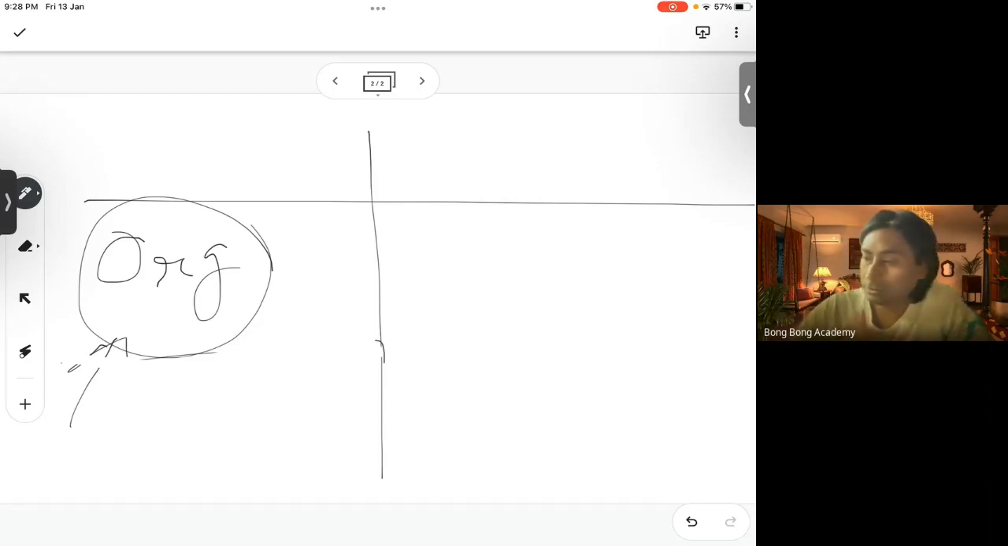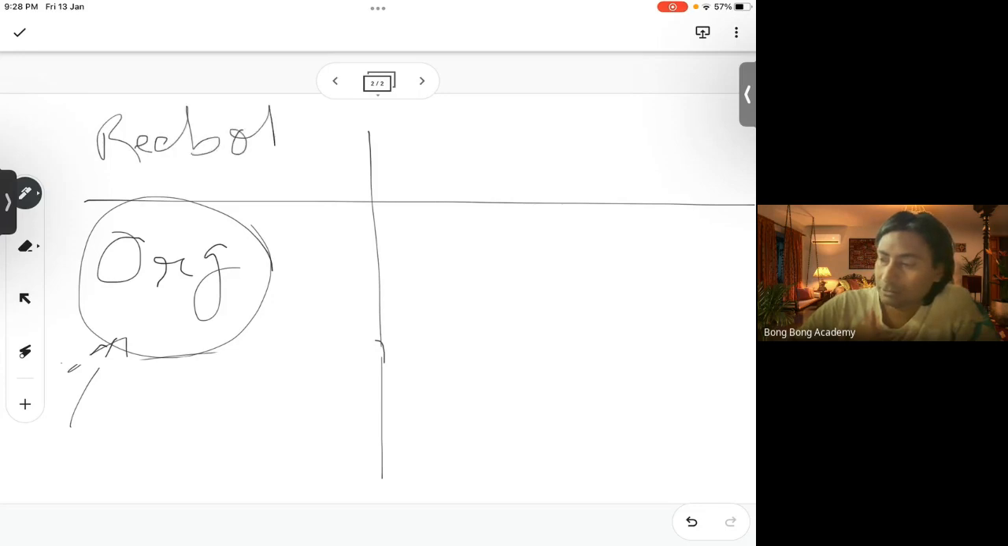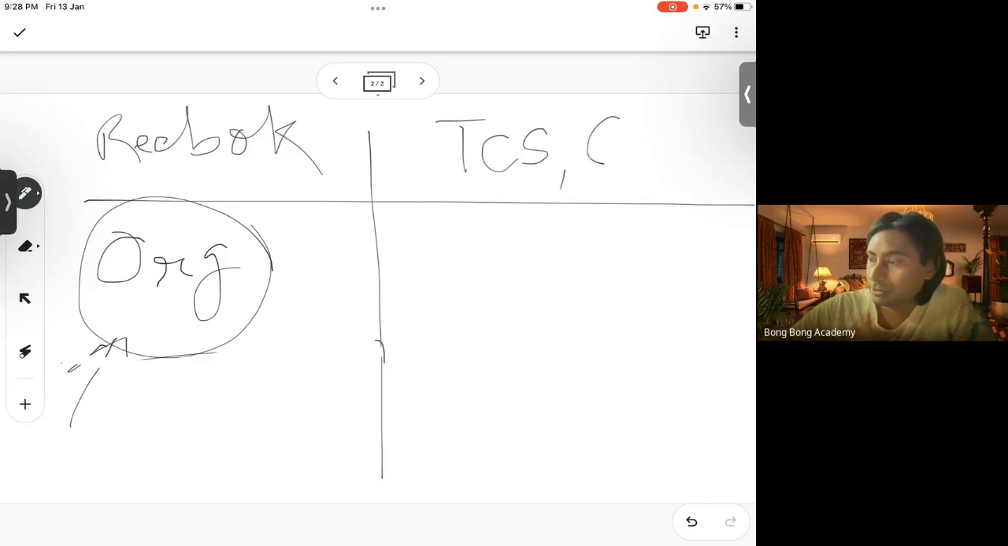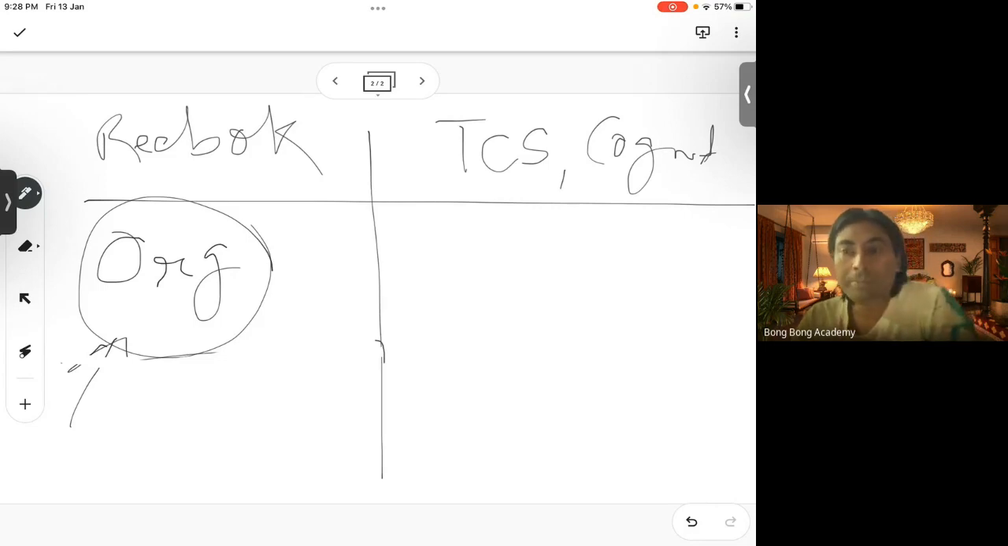It's called Reebok, right? My company is called Reebok. I sell caps and shoes, right? I am selling caps and shoes to TCS and Cognizant. Okay. That is a B2B business. A company is selling to another company.